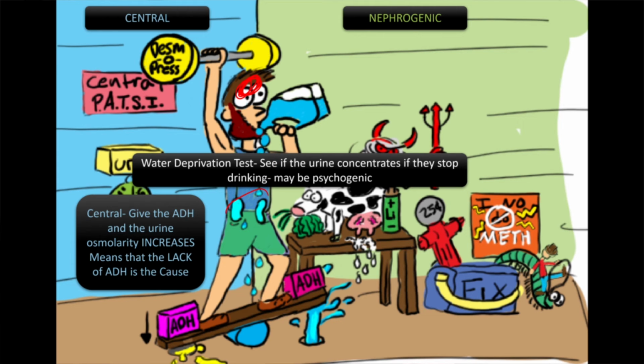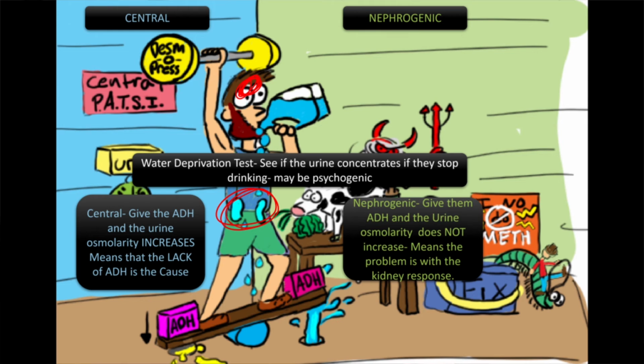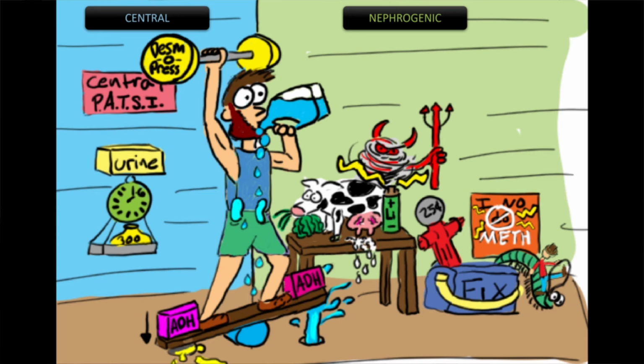Now let's say you have nephrogenic diabetes insipidus. So you give them ADH and the urine does not increase its concentration. It means that the problem is with the kidney response to ADH. So you're having a lot of ADH pouring out. It's like, hey, why aren't you working, kidneys? That's why it's elevated right here. The kidneys don't have a response to it. They're just not doing anything. You're peeing all the water out. That's nephrogenic. So what do we do to help solve this problem?